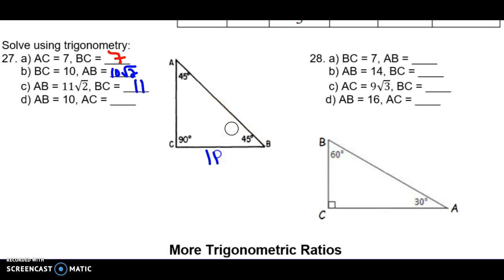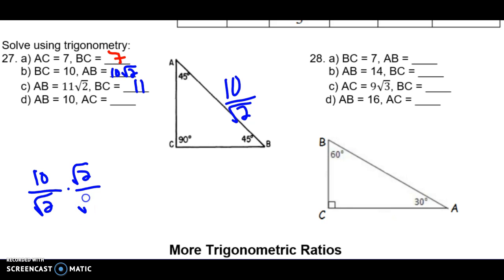For the other way, if I'm given that AB is 10, and I divide by the square root of 2, I have to rationalize the denominator, so I'm going to multiply by the square root of 2 on the numerator and denominator, which is essentially like multiplying by 1. So I'm left with 10 square root of 2 over 2, which simplifies to 5 square root of 2.